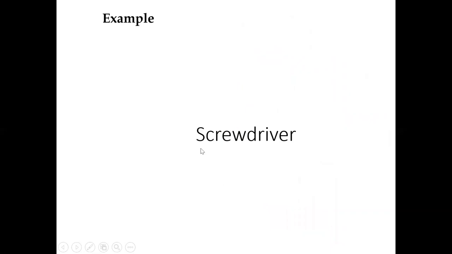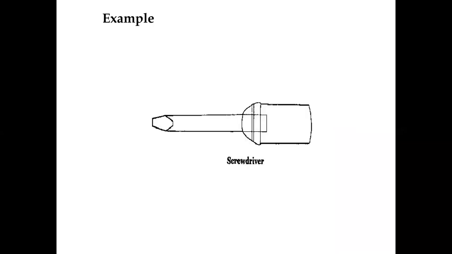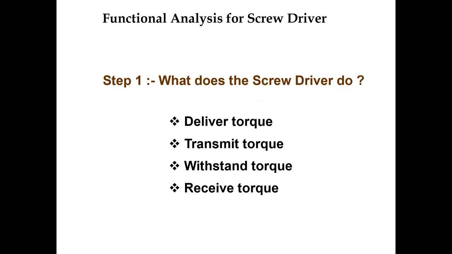I'll give some examples of these different products. First, I will start with a screwdriver. So what does the screwdriver do? It delivers torque, it transmits torque, it also withstands torque, it also receives torque. So these are the various functions. Okay.